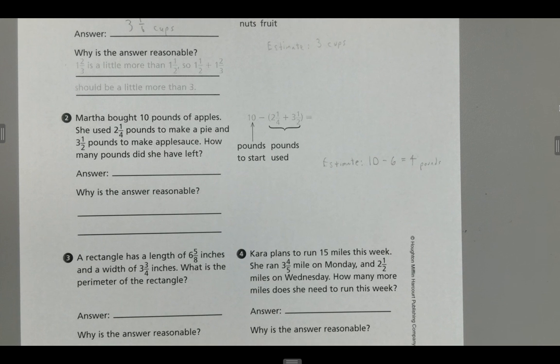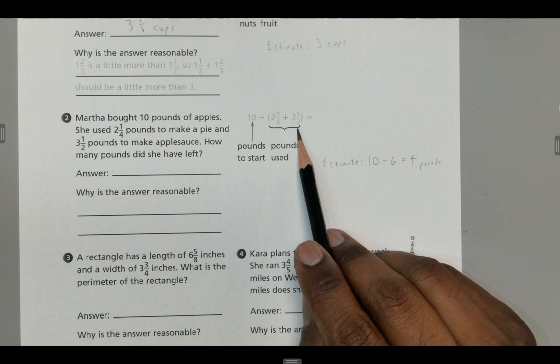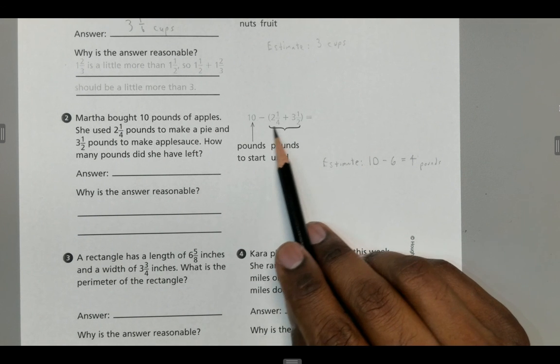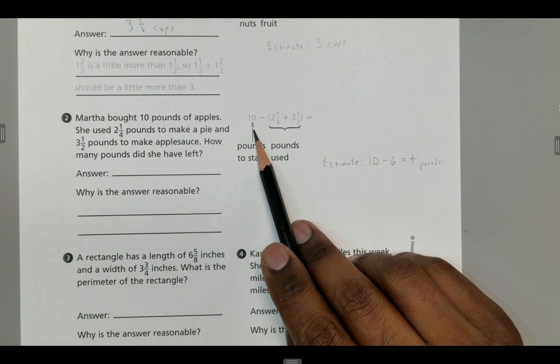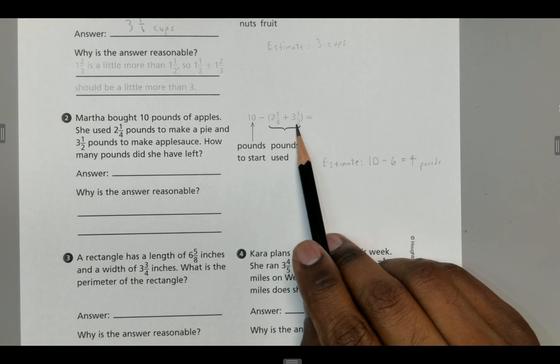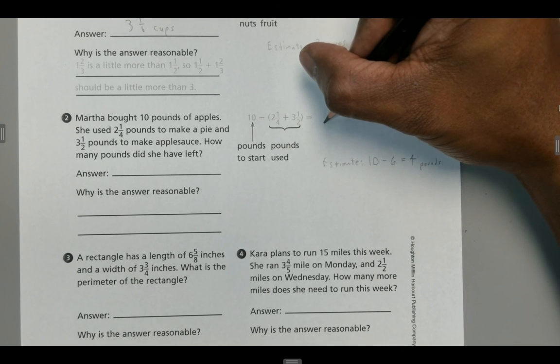So first, let's calculate the actual amount that was used. 2 1/4 plus 3 1/2. We'll calculate this first, and then we'll subtract that from the original 10 pounds that she started with. So we notice right away that we need a common denominator. In this case, 4 seems like a good choice. 2 1/4 is good as it is.